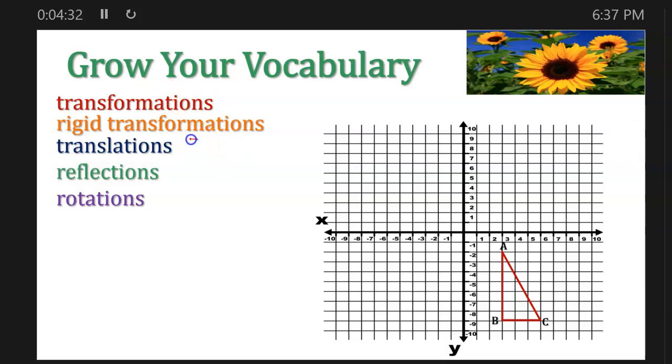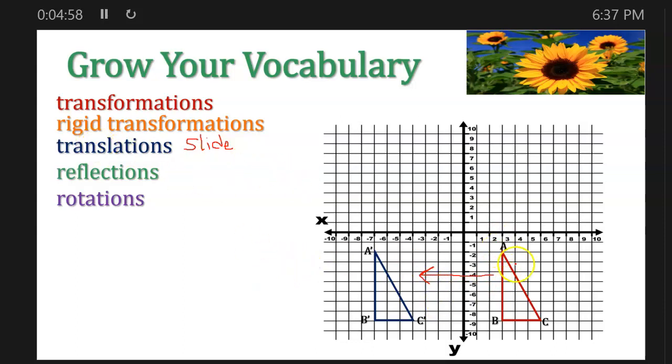Translations are what we like to call a slide. So if we were going to translate this red triangle here, it may look something like that. The blue triangle looks like it is the result of this red triangle translating to the left about 10 spaces.